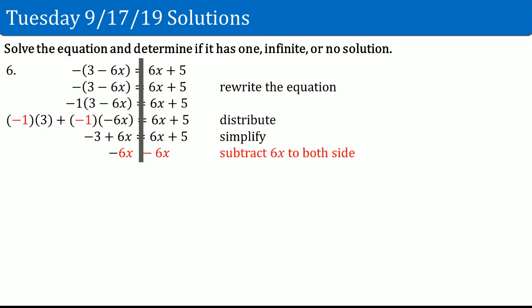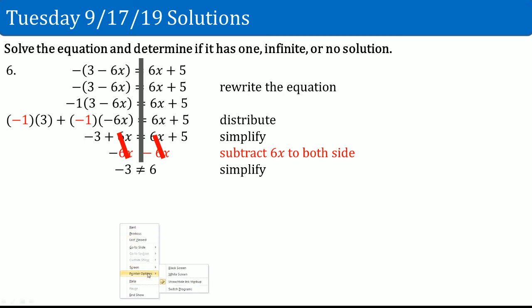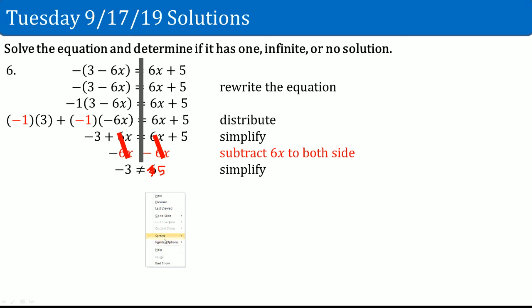We subtract 6x from both sides. Those both cancel out. You get a negative 3 on the left, and you get a 5 on the right. Okay. This should be a 5. When is negative 3 ever equal to 5? Never. So we say that is no solutions. Okay. So there you go.